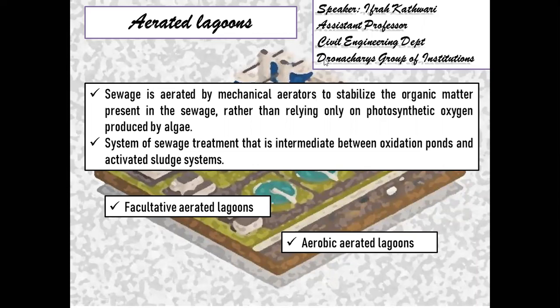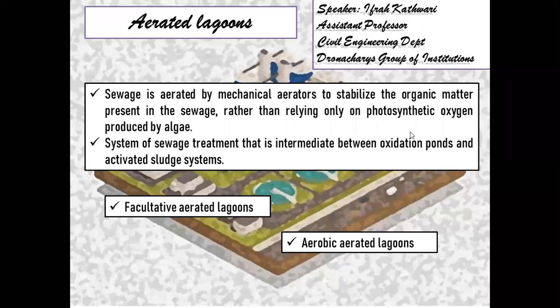In this process, we can say these aerated lagoons work in between the oxidation ponds and the activated sludge process. In oxidation ponds, we made use of algae, but here we didn't make use of algae. We just went with the mechanical aerators, which is like the aeration tanks in the activated sludge process, wherein we make use of compressed air. So it's a combination of two processes.